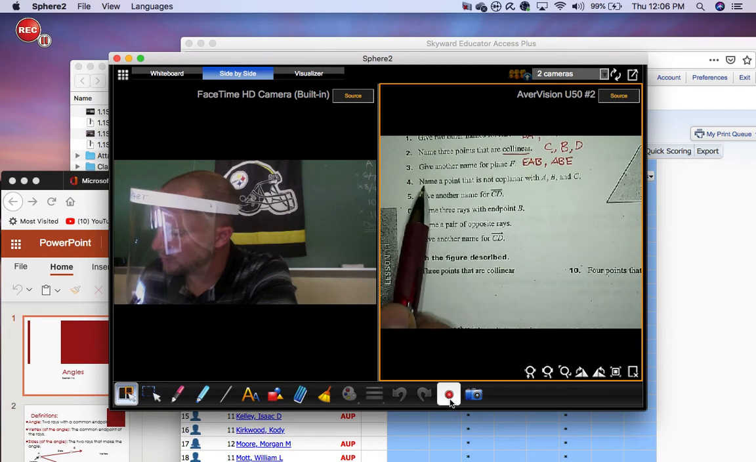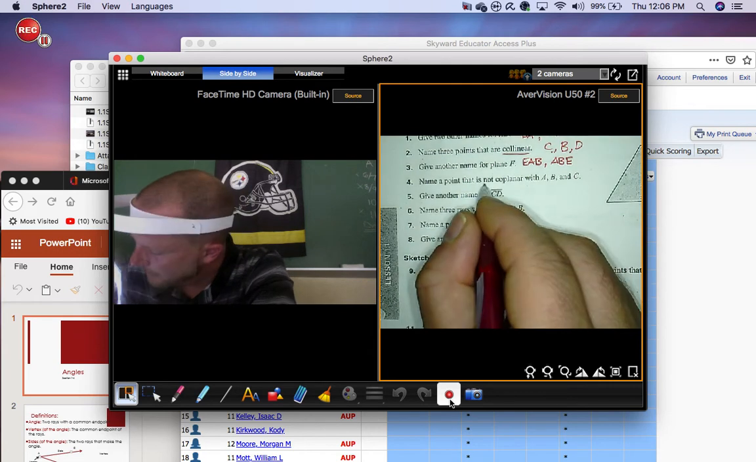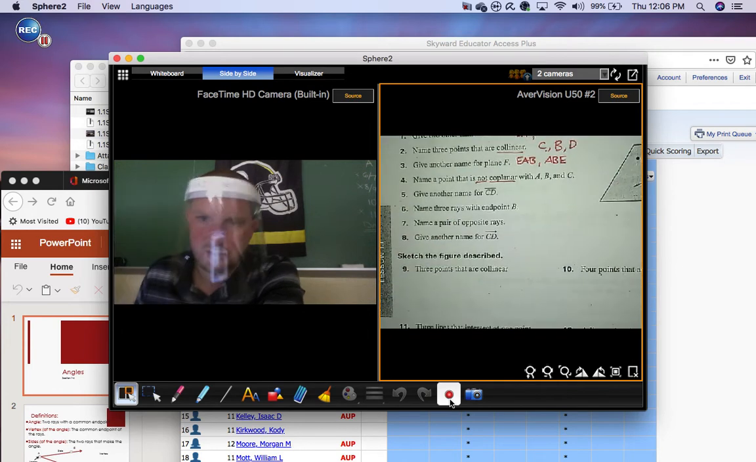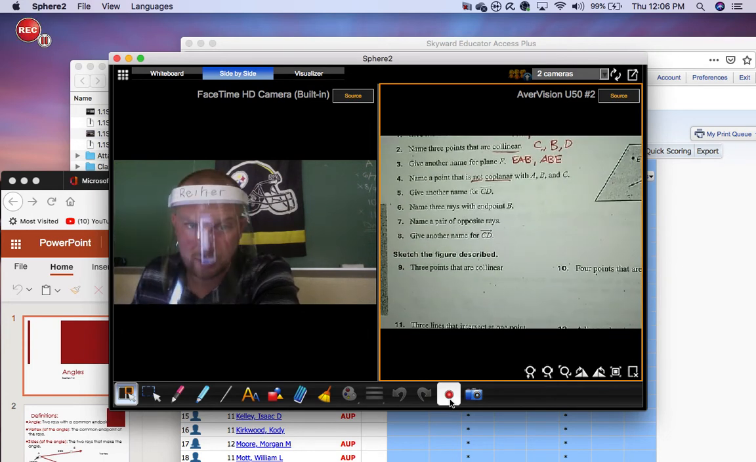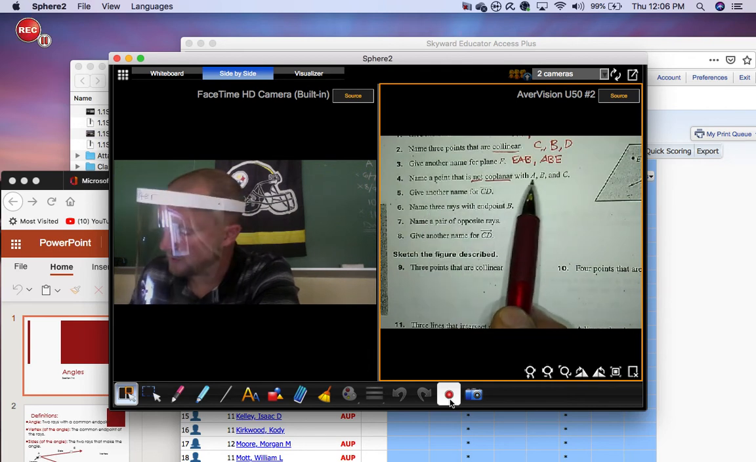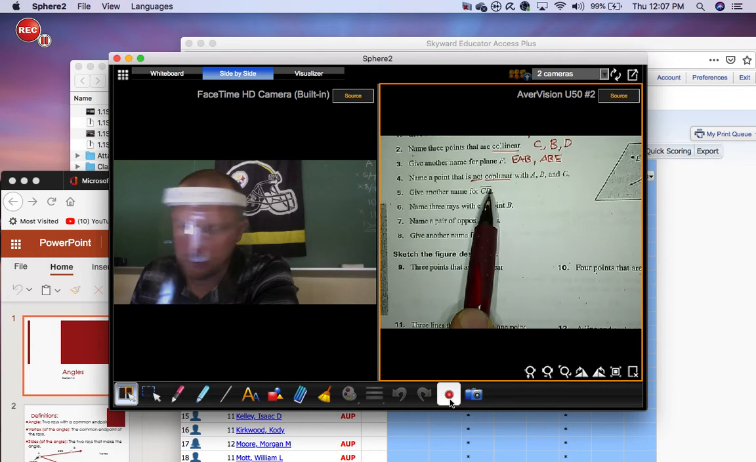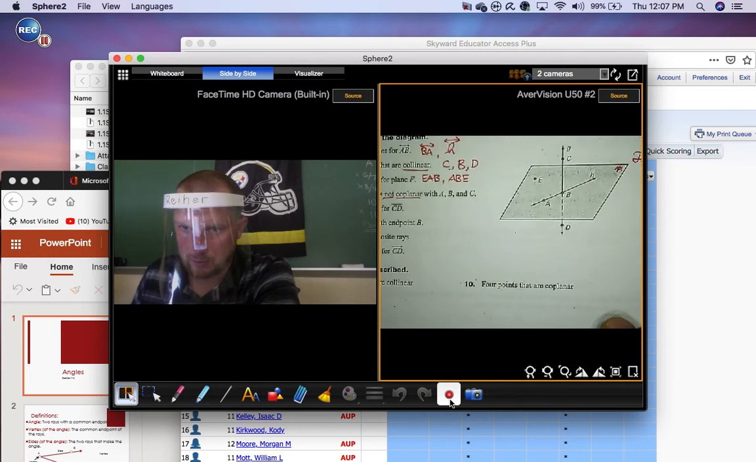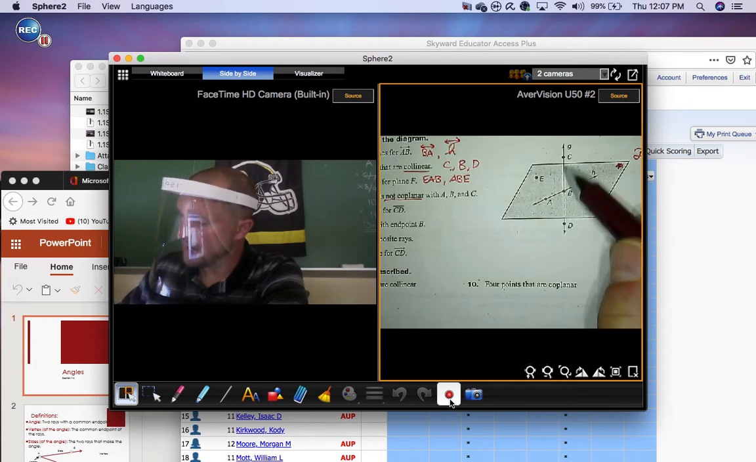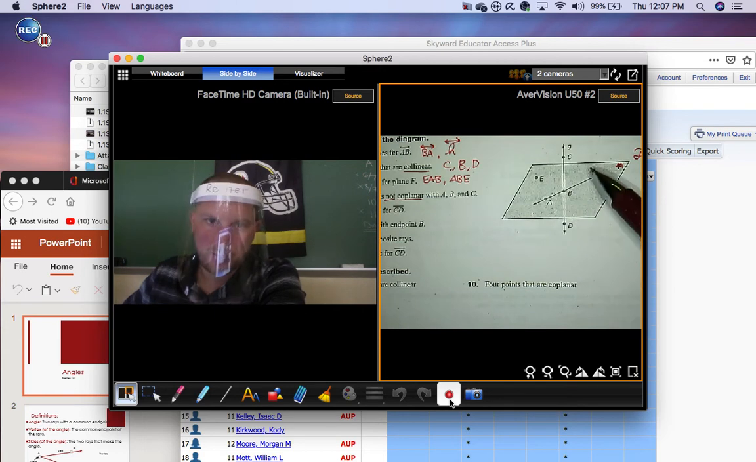Okay, we'll go down to number 4. Name a point that is not coplanar with points A, B, and C. Coplanar means on the same plane. So if it's not coplanar, these would be things that are not on the same plane. So you want to find a point that is not on the same plane with points A, B, and C. It's helpful to think about that before you even look at the diagram. Okay, so are points A, B, and C on the same plane? In this diagram, you might say no, but the answer is yes.